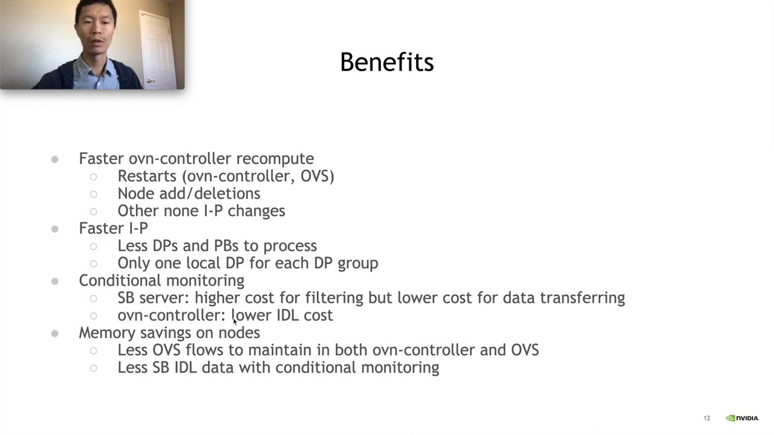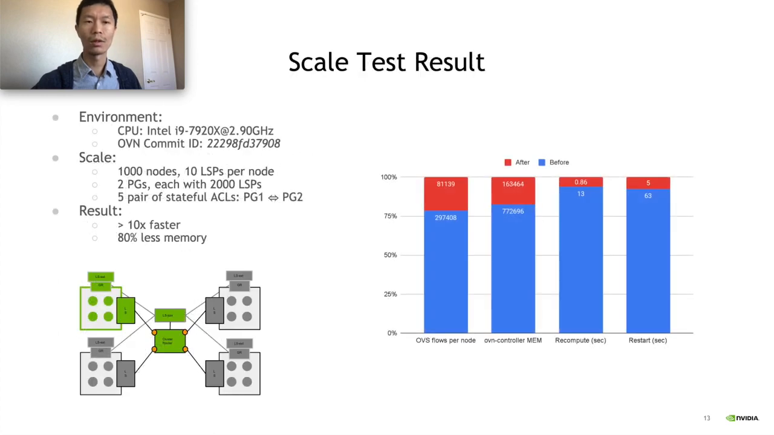Firstly, there are fewer OVS flows to maintain for both ovn-controller and OVS. And secondly, the southbound IDL data is much less with more conditional monitoring. Here is a scale test result. We simulate a topology that is very similar to ovn-kubernetes. And the result shows both CPU and memory savings. The latency is almost 90% less than before, and the memory savings are around 80%.